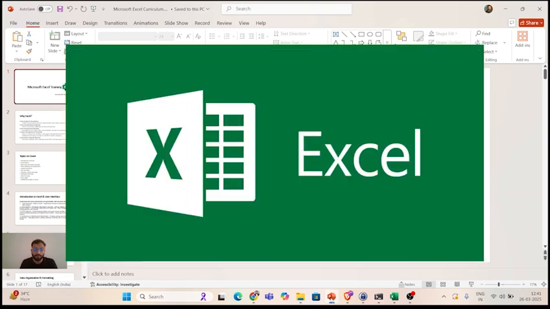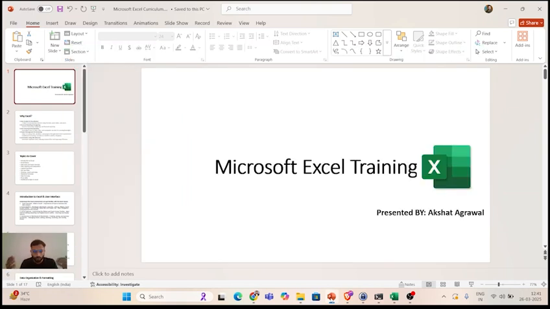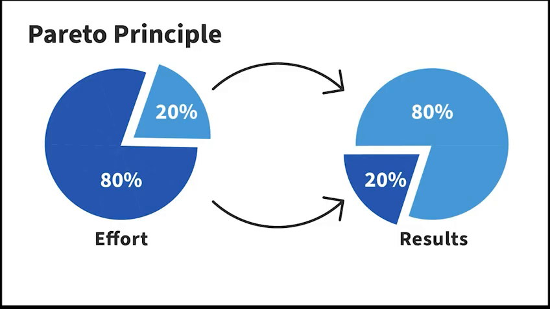I always believe that Microsoft Excel is not a tool which we can learn by watching a video or maybe reading something. It's a tool which we learn by doing. Correct? So, according to my understanding, guys, in every tool there is what is called the Pareto principle: 20% of the things make 80% of the impact, and the remaining 80% of the things make only 20% impact.